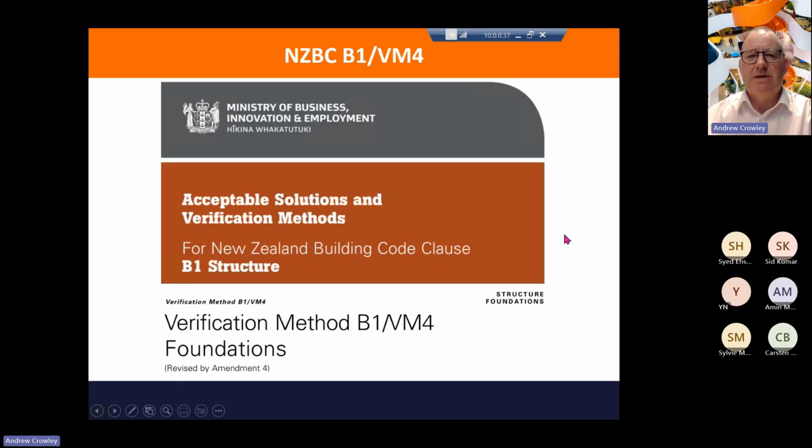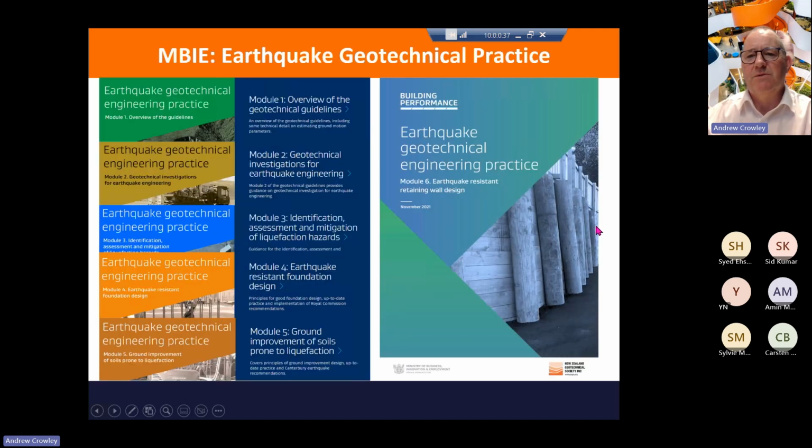So here is a glimpse at the New Zealand Building Code section B1 on structure, and at the back of it you'll find verification method B1 VM4, and that's for foundations. We'll also be looking at the Earthquake Geotechnical Practice guidelines from the Ministry of Business, Innovation and Employment, also known as MBIE. And they've published a number of modules, in this case 6, which are all worth reading.